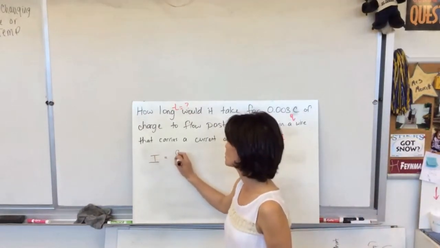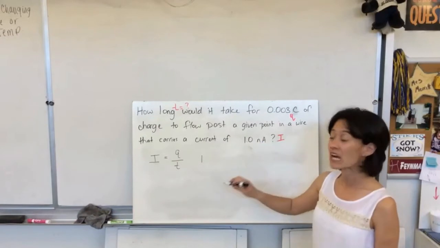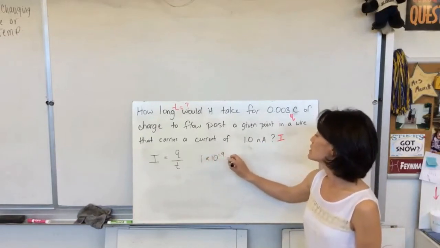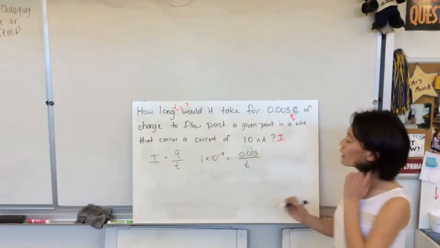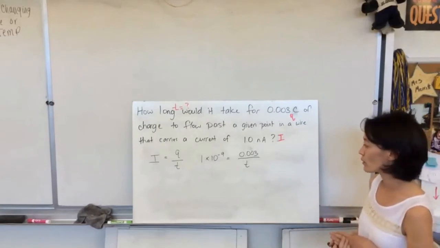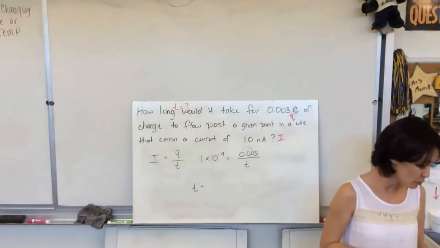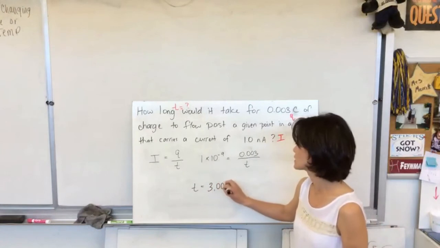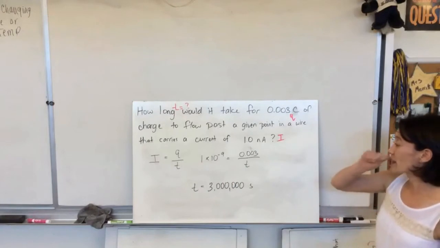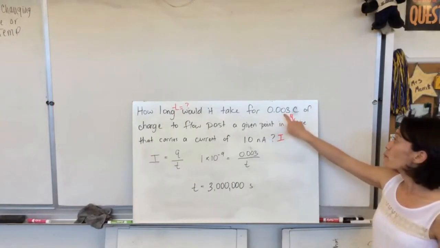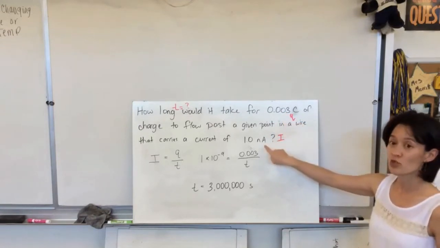I is just equal to Q over T. So I've got 1 nano. Nano is times 10 to the negative 9 is equal to my charge, 0.003, over my time. And go ahead and try to calculate that out. If you want to pause the video, go ahead and pause the video. And when you calculate that out, the time, it's a really big amount of time. It's 3 million seconds. And that's just to give you an idea, because that's a pretty small current, 1 nanoamp. But 0.003 coulombs is a big amount of charge. That's a lot of charge that we're waiting to go by for such a small current.